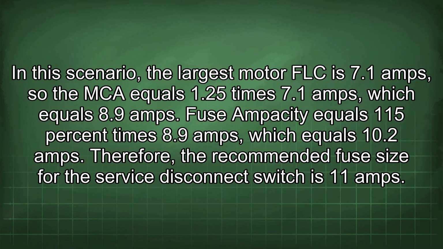In this scenario, the largest motor FLC is 7.1 amps, so the MCA equals 1.25 times 7.1 amps, which equals 8.9 amps. Fuse ampacity equals 115% times 8.9 amps, which equals 10.2 amps. Therefore, the recommended fuse size for the service disconnect switch is 11 amps.